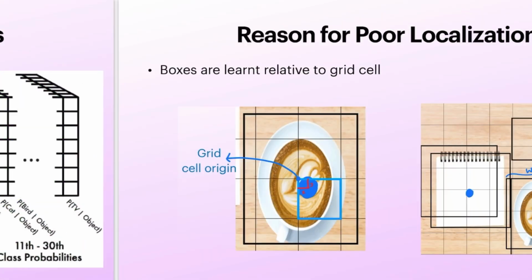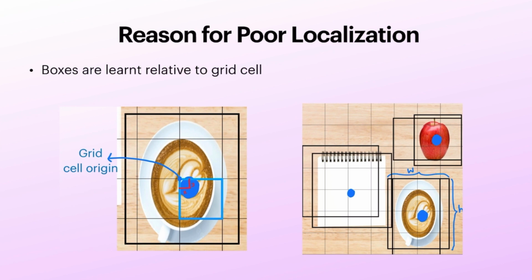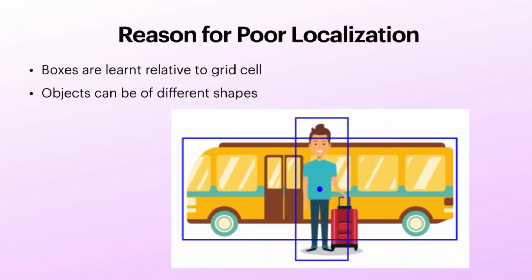Now let us look at the reasons for poor localization. In V1, we saw that the localization happens with respect to the grid cell's top left corner. Width and height are with respect to the total image width and image height. This is what happens in V1. But if you see, the objects can be of different shapes, right? If you see the person, the aspect ratio and shape are different. Some objects are small, some are very big. If you see this bus, it is almost occupying the whole image.